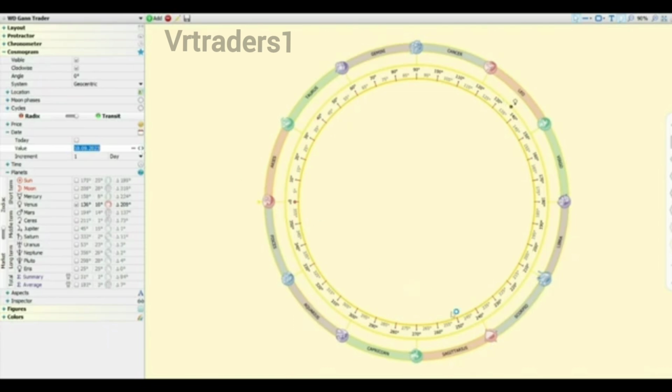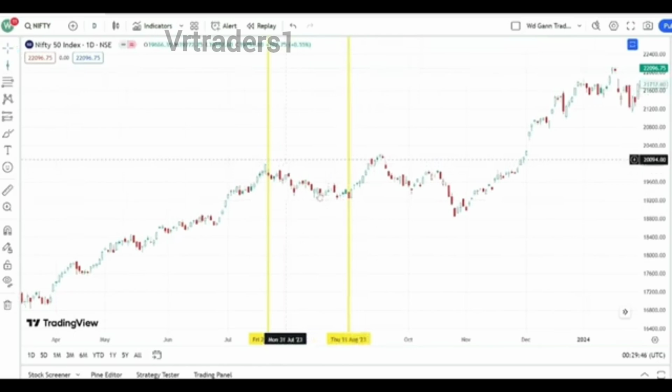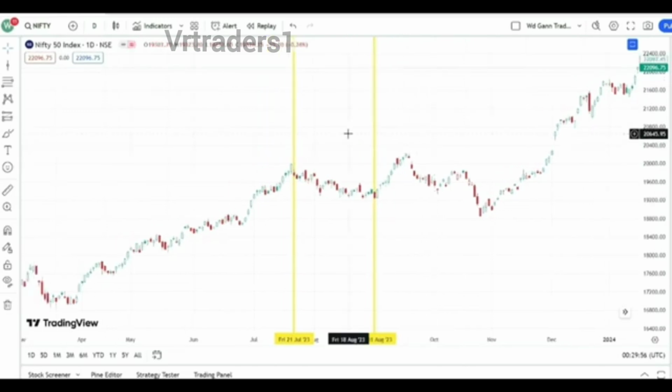Let's mark it on the Nifty chart. Here is 31st August 23. We can see that the market was on a downward trend, but after 31st August 23, it started going in upward direction. So we can say that for the Nifty chart, the Venus retrograde movement is working very perfectly.